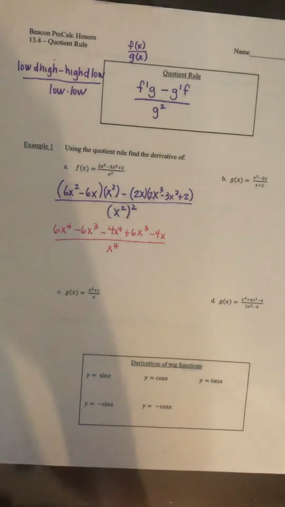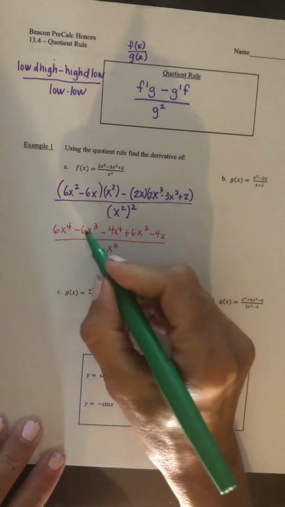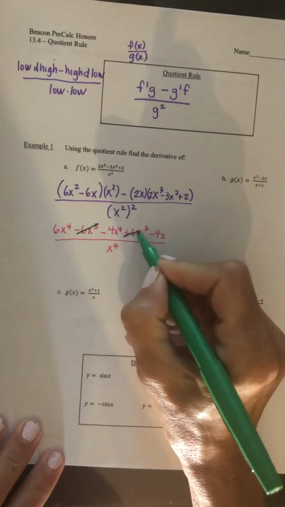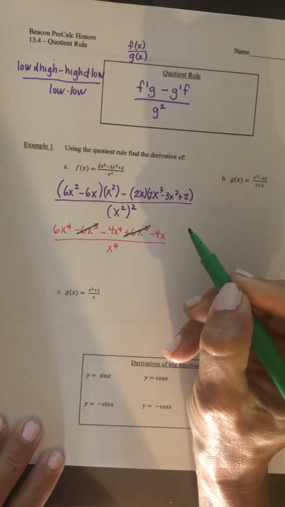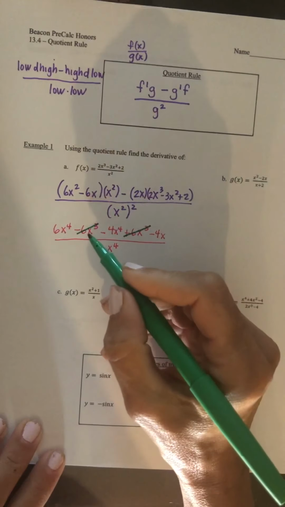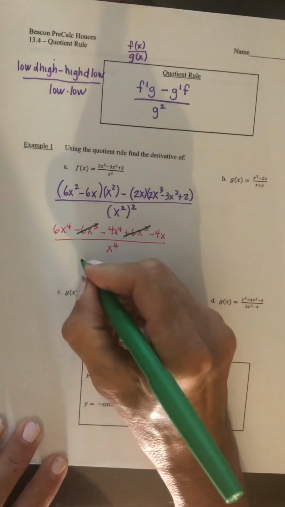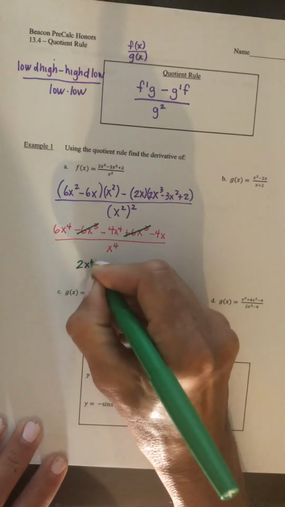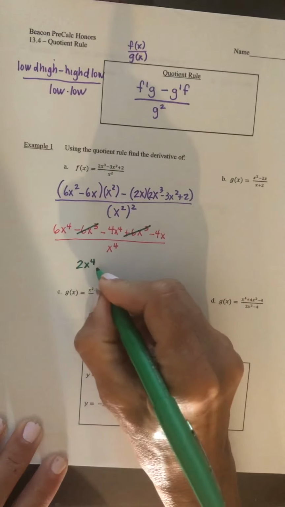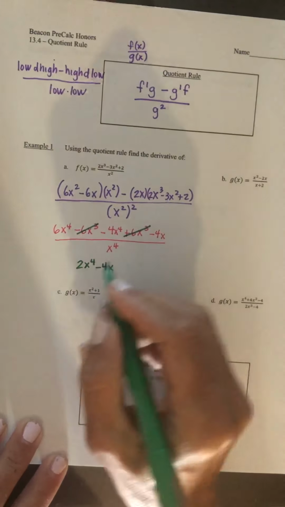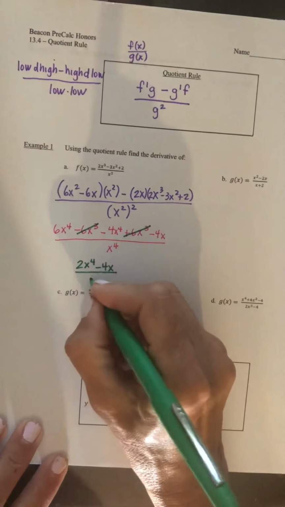Let's see what we can simplify here. The 6x cubes cancel out. 6x to the fourth and negative 4x to the fourth will give you 2x to the fourth, minus 4x, all over x to the fourth.